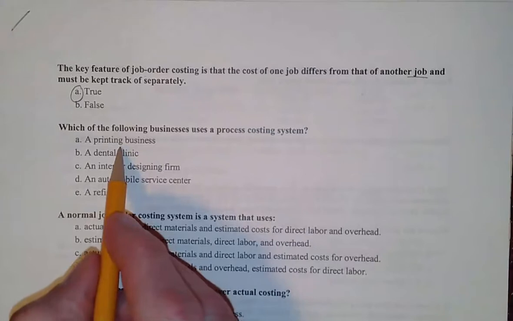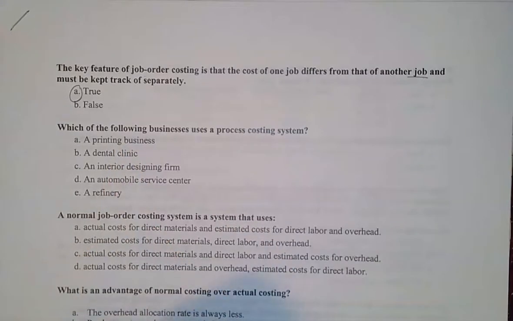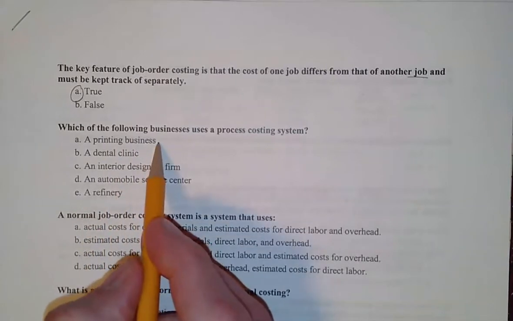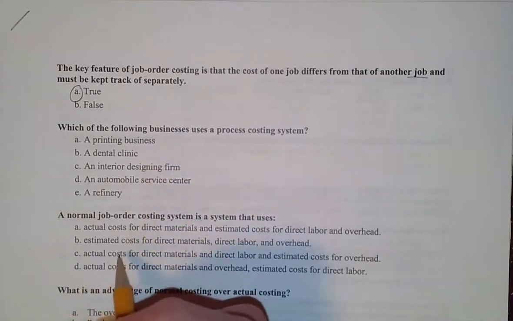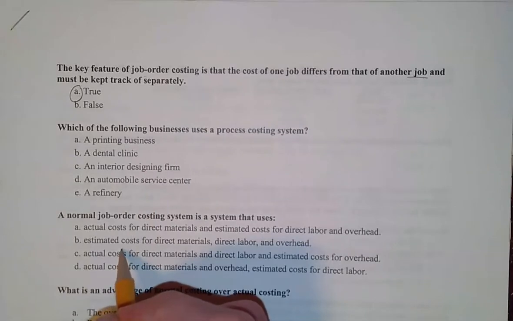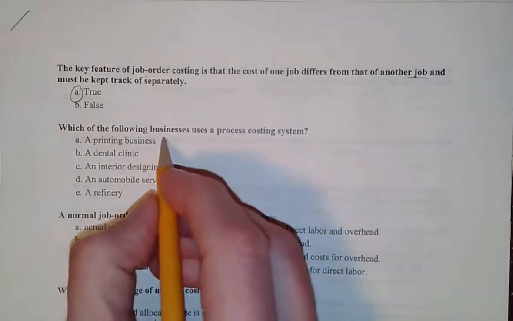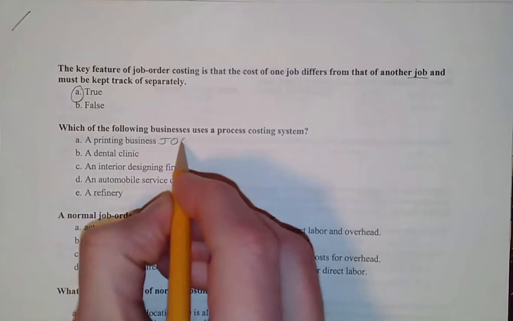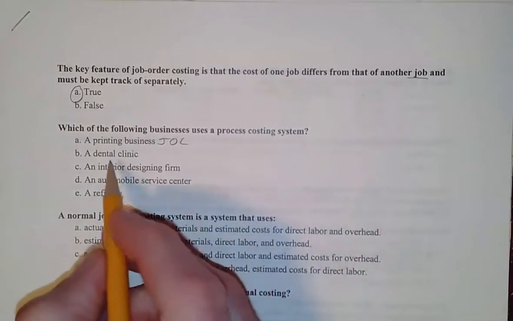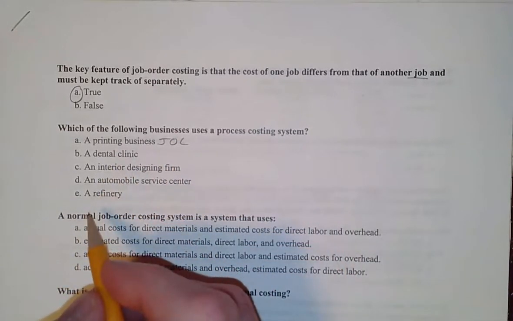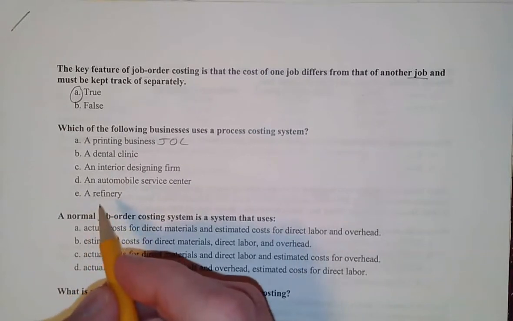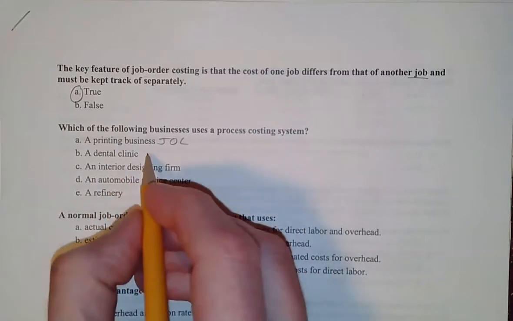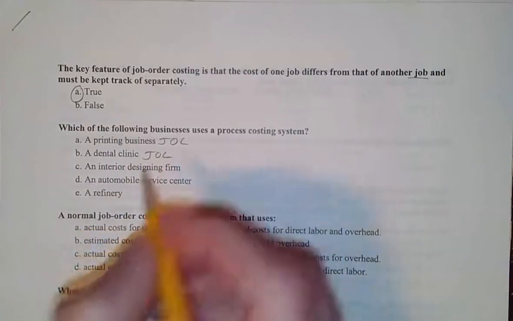So a printing business, this is not going to use process costing. We might want to make some campaign signs. We might want to make 5,000. We might want to make 1,000. We might want them to have 4 different colors, 2 different colors. Each job is different. So this is going to be job order costing. A dental clinic, let's face it, some people's teeth are more messed up than the next person's. So the dentist has to charge accordingly. This is, again, job order costing.